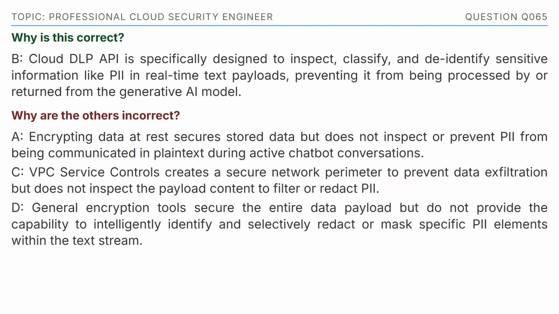Cloud DLP API is specifically designed to inspect, classify, and de-identify sensitive information like PII in real-time text payloads, preventing it from being processed by or returned from the generative AI model.